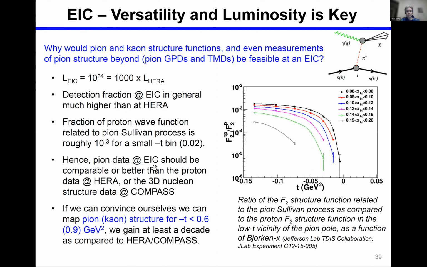And so the data that we expect at the ESC for the PION should be comparable or even better than the proton data at Hera and the 3D nucleon structure data at COMPASS. However, of course, it depends on this last point, that we can convince ourselves that we can map these PION structures, in particular for these T regions, if the Sullivan process can be validated. If we can do this, then we would gain at least a decade compared to Hera and COMPASS. So it looks very promising for sure for ESC.